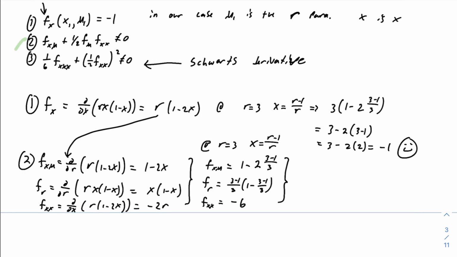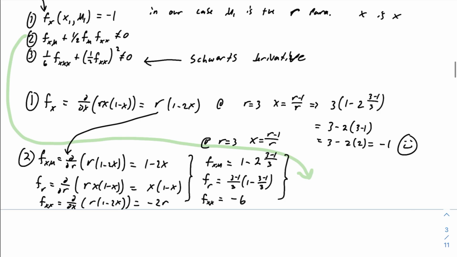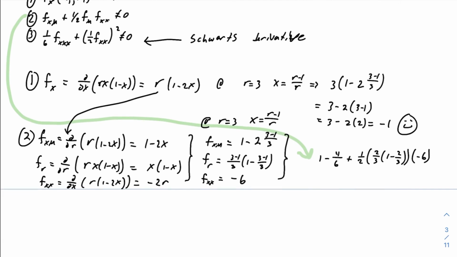So plugging all these into equation 2, we get 1 minus 4 over 6 plus 1/2 times the group. Let's see, this is going to be 2/3, (1 minus 2/3), and then times -6. So basically, we only have to compute this. If it's positive, then we have a -6 right here, and then this is definitely not equal to 0.